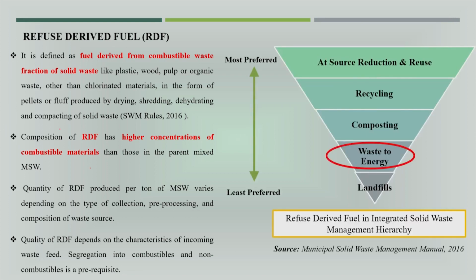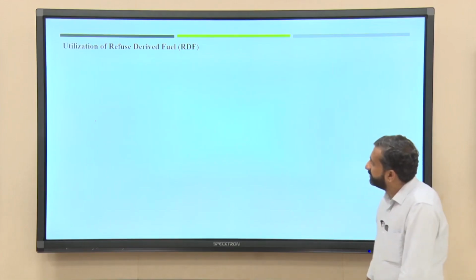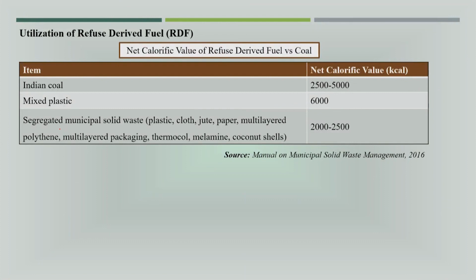So, this is based on the Municipal Solid Waste Management Manual 2016. I think here one hierarchy is given and waste to energy comes in. Just the last unit: once you do the recycling, composting or biological treatment, then the remaining waste should go for waste to energy before landfilling. Now, utilization of refuse derived fuel.